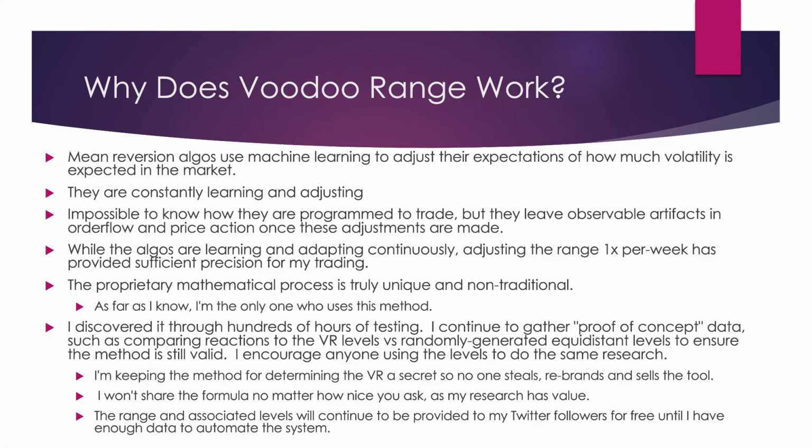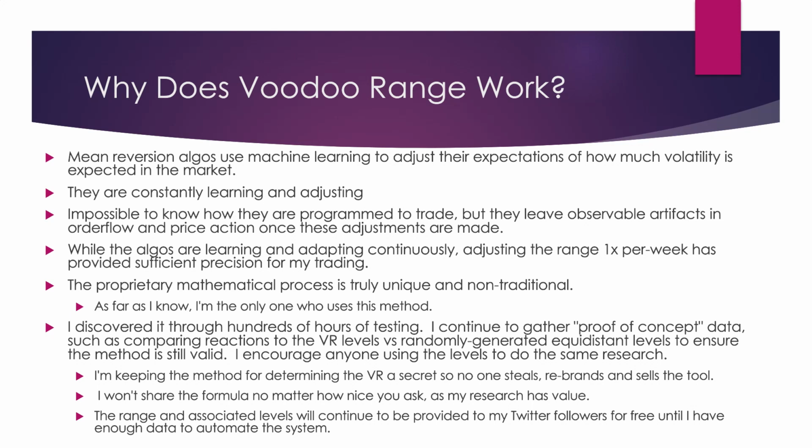So why does this work? Why does all this equidistant stuff work? So in my opinion, my theory is that the mean reversion algos that steal your stops and collect liquidity are using machine learning to adjust their strategy and their expectations of how much volatility will be in the market from one point to the next. They are clearly constantly adjusting.